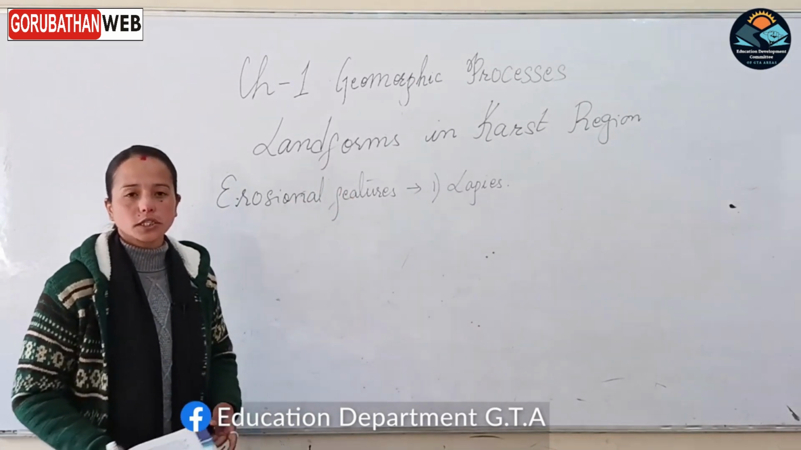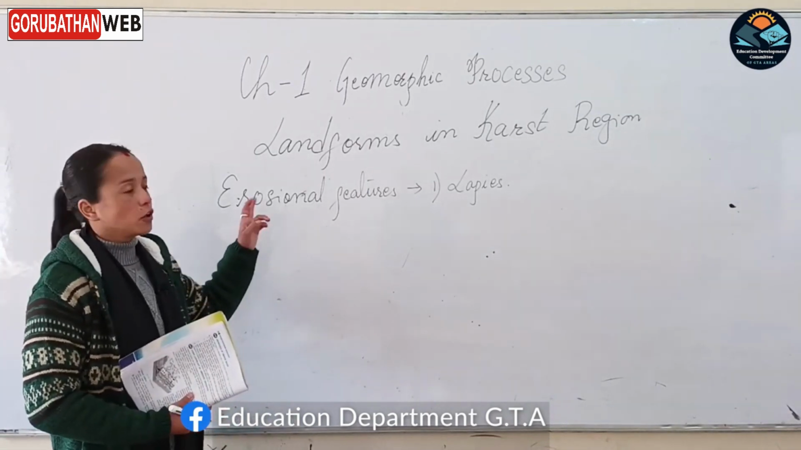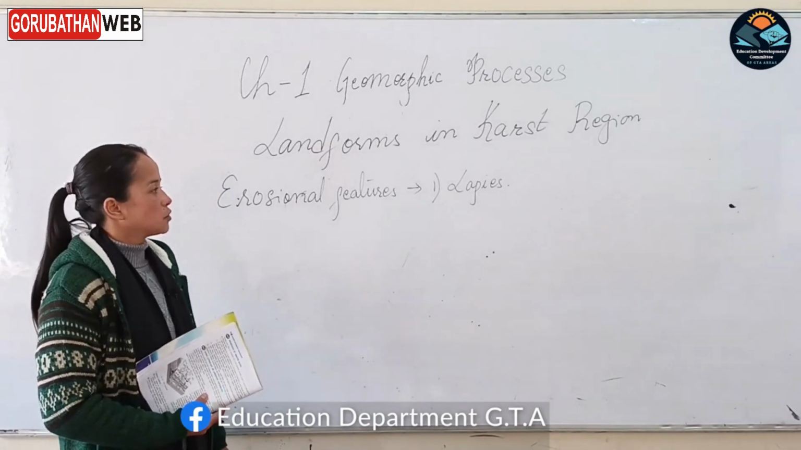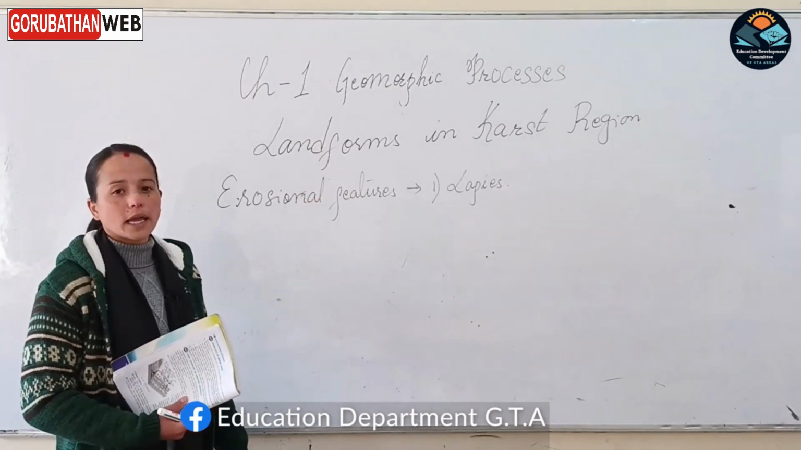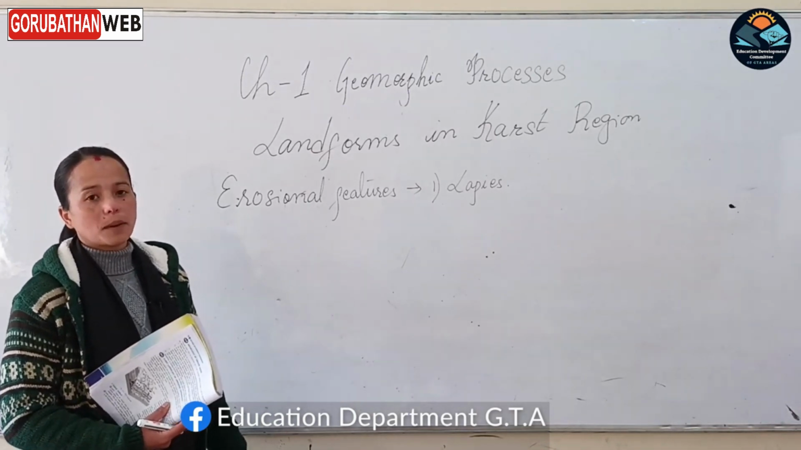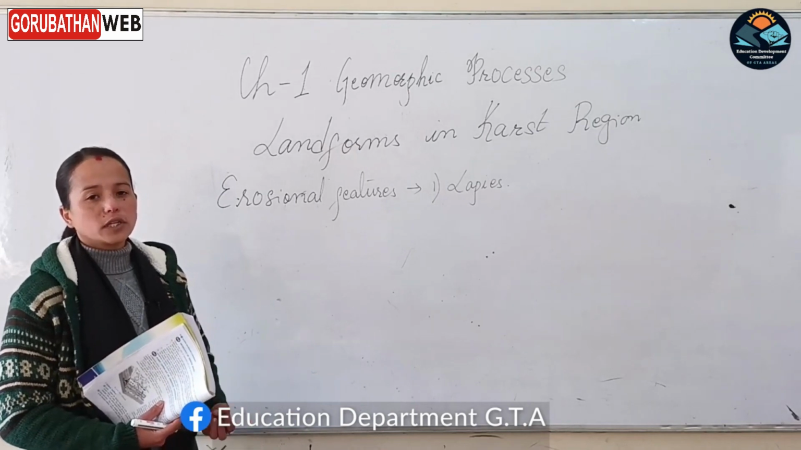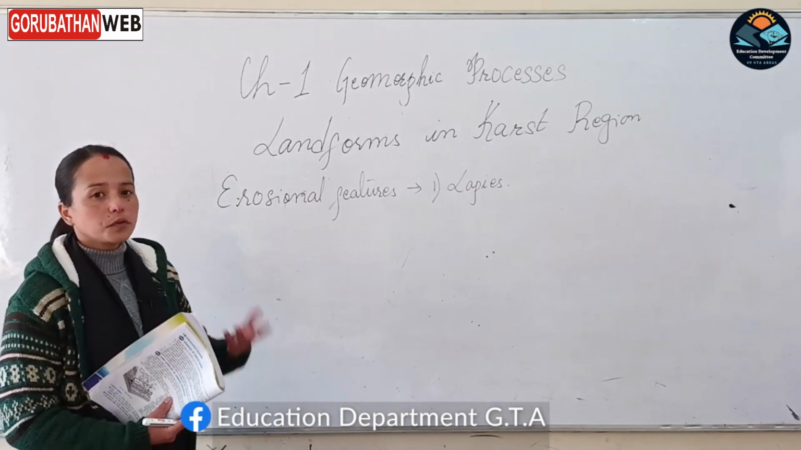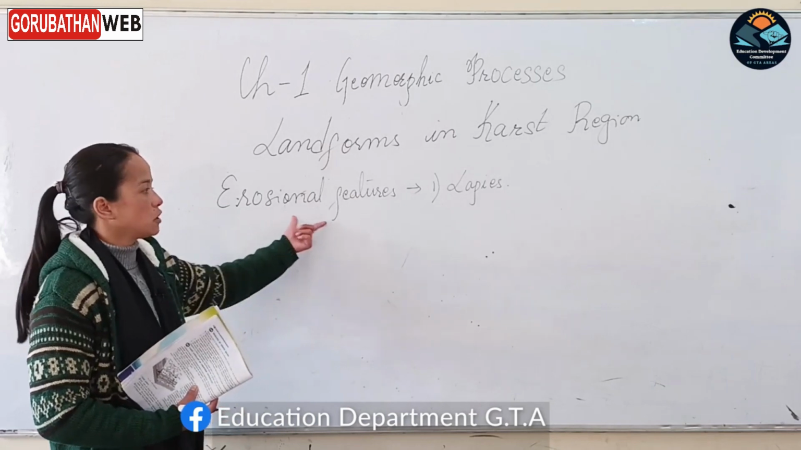So carbonation is the most important process responsible for the formation of different types of features in the karst region. Most of the landforms in the karst region are formed by solution. That means the solvent action of the rainwater or the carbonic acid will dissolve the limestone and form different types of features in the karst region. So first we'll go with the erosional features.